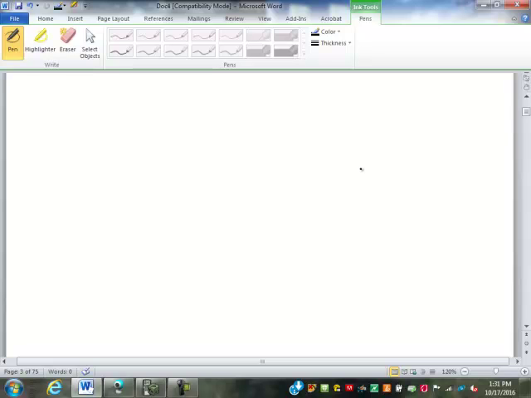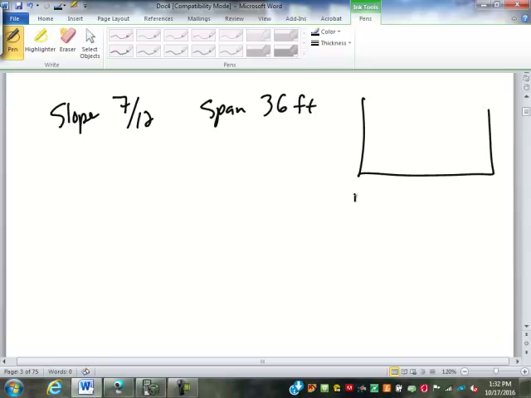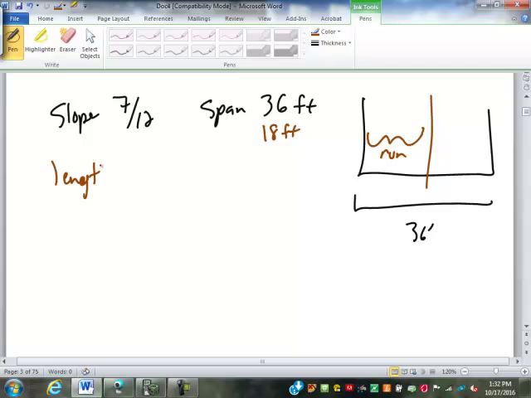Let's take a look at another example of this. Same type of thing. Find the length of the common if you have a slope of 7/12 and a span of 36 feet. Now remember, span is all the way across. What do we have to do to that then to get the run? Yeah, divided by 2. So the run is going to be 18 feet. So go ahead and find the length of the common. Again, feet, inches, and 16ths.